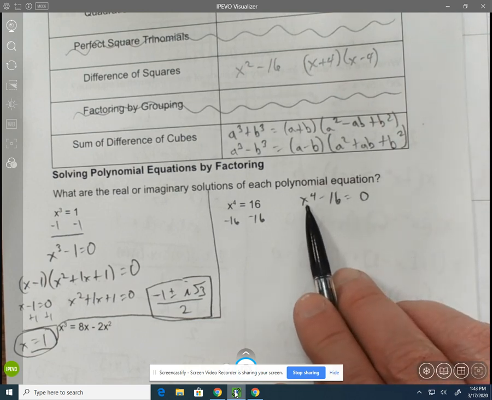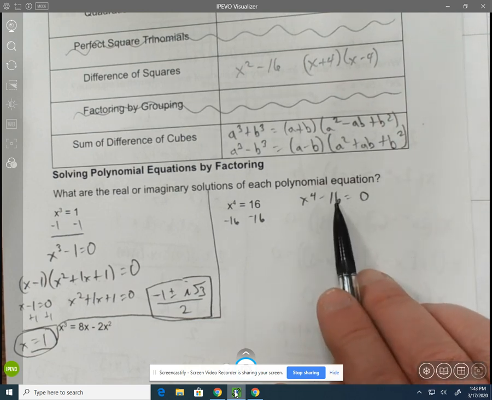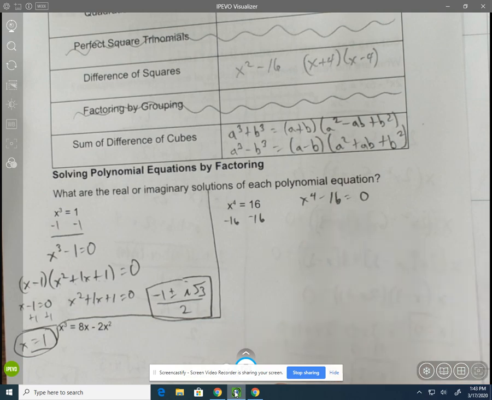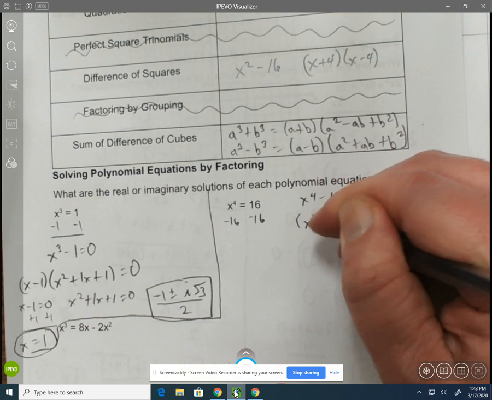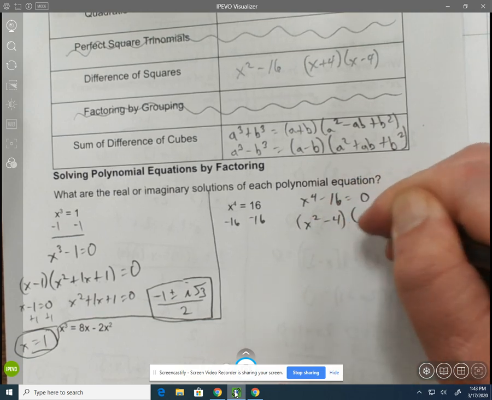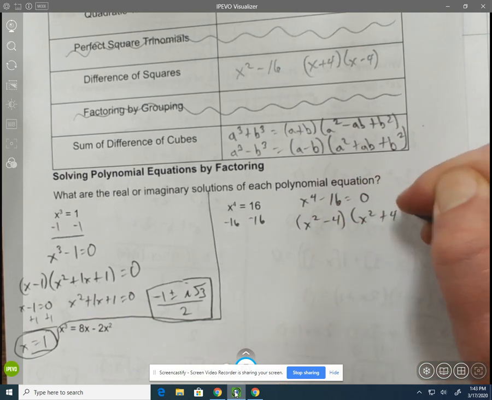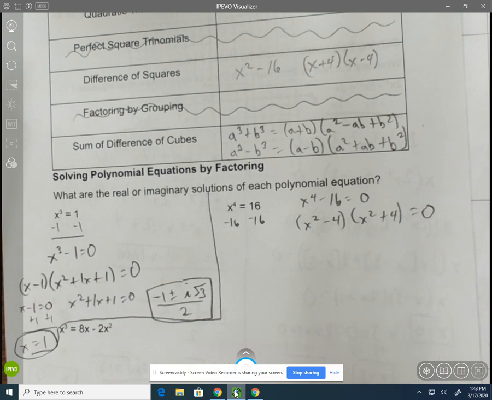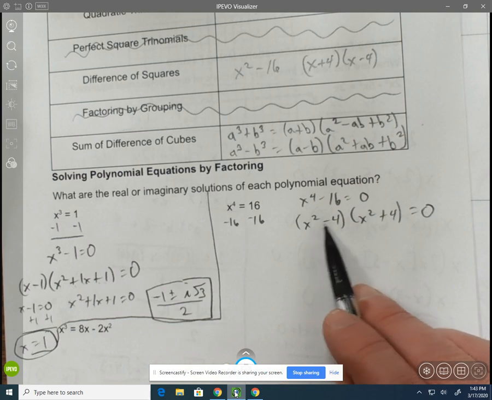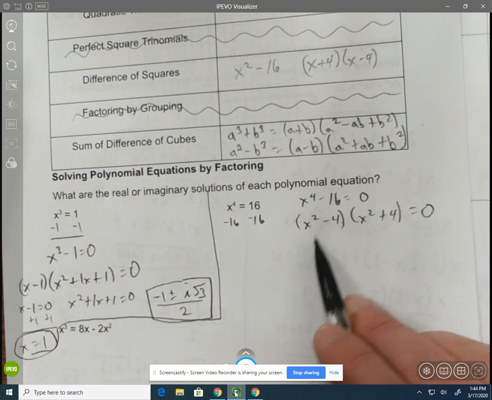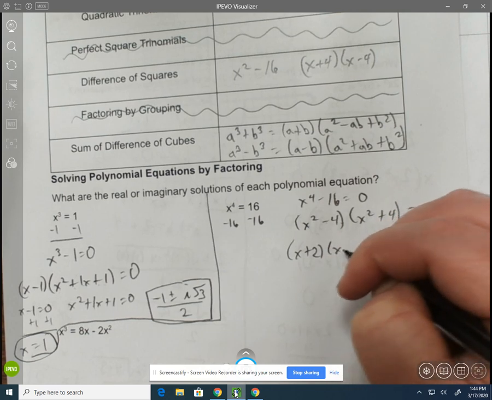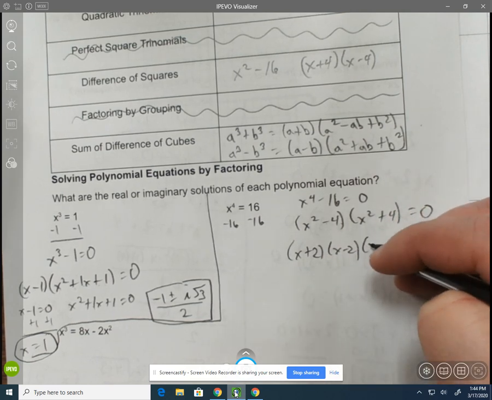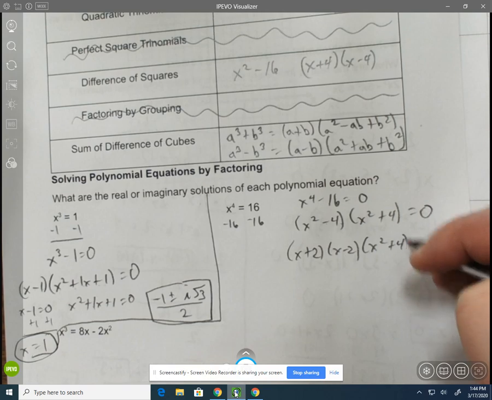This is a perfect square, x squared times x squared, and this is a perfect square, 4 times 4. So I can actually factor this as a difference of 2 squares. X squared minus 4 and x squared plus 4 equals 0. And now I look at this again, hey, wait a minute, I've got another difference of 2 squares. So this thing I can factor even more as x plus 2, x minus 2, and x squared plus 4.